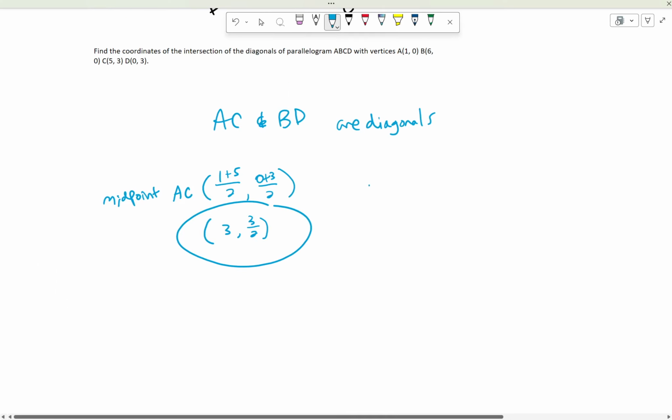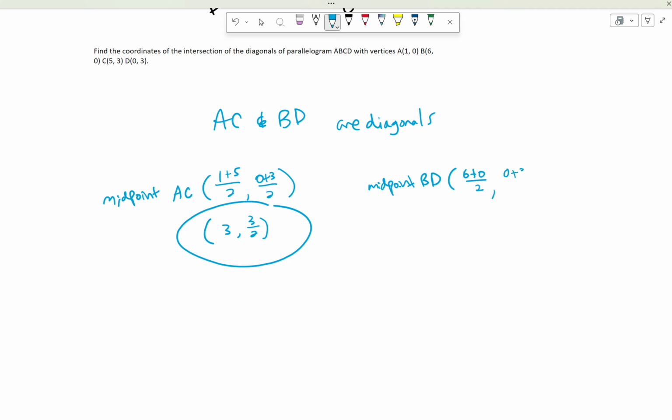It's going to work out. For BD, it's going to be 6 plus 0 over 2 and 0 plus 3 over 2. You can check that out. 6 plus 0 is 6, divided by 2 is 3. And of course, 0 plus 3, 3 over 2.